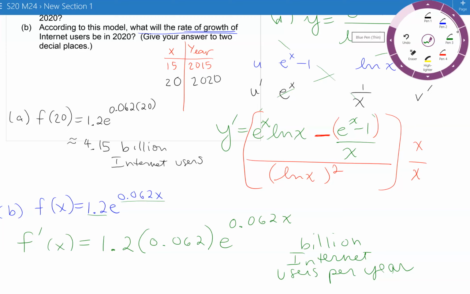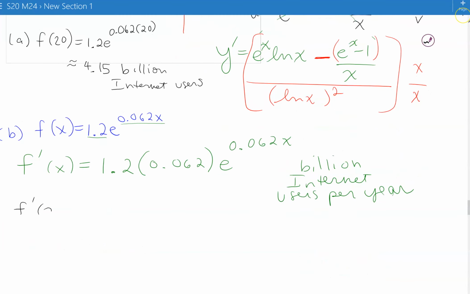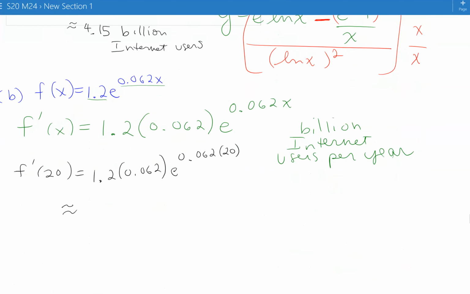Okay, so we're being asked now, what will be the growth rate in 2020? So again, we're looking at year 20. So f prime of 20 equals 1.2 times 0.062 e to the 0.062 times 20. And the instructions say round to 2 decimal places. So I'm getting about 0.26.